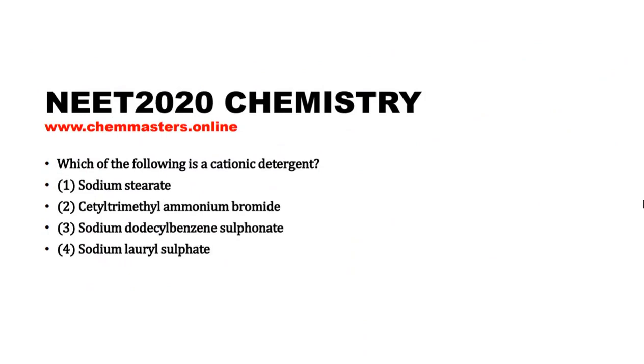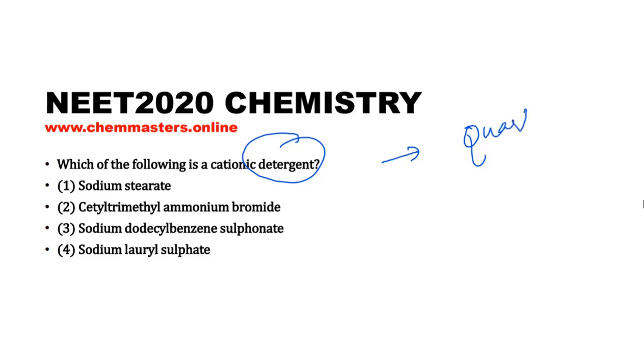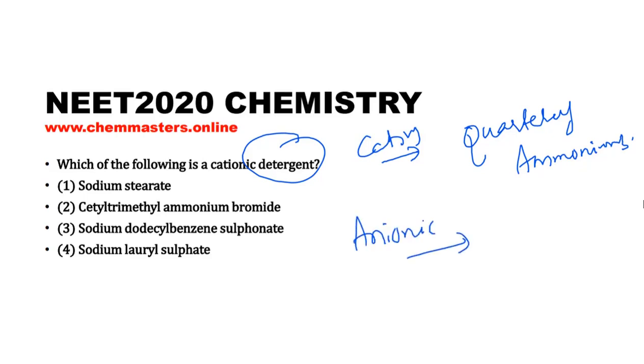Which of the following is a cationic detergent? Just remember that cationic detergents are always quaternary ammonium salts or ammonium compounds. Now, anionic detergents always have sulfates or sulfonates.